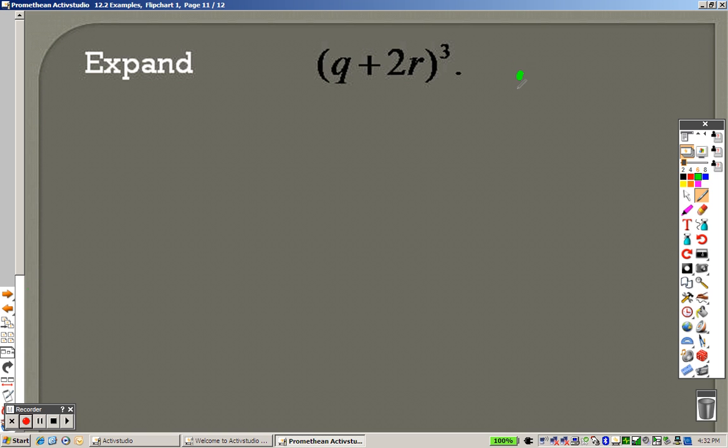Cubed again, that's the 1, 3, 3, 1 row. So it's a 1, then a 3, then a 3, and a 1. We start off with Q, so I'm going to multiply everything here by a Q. Q, Q, Q, and Q. That's to the third, which means I start up at 3, then I go down. Then this is squared, this is 1, this is 0.